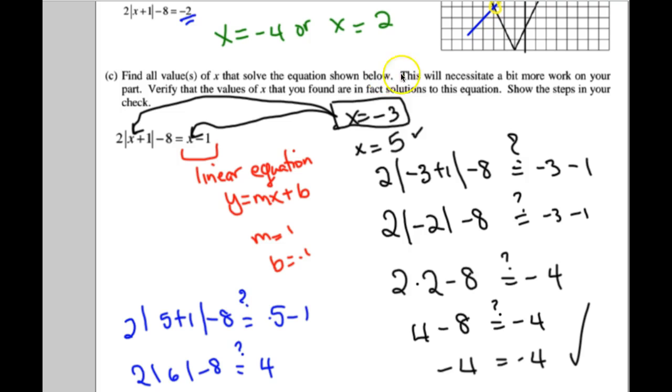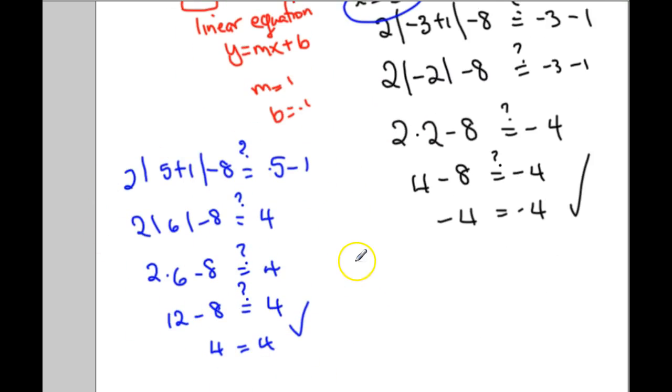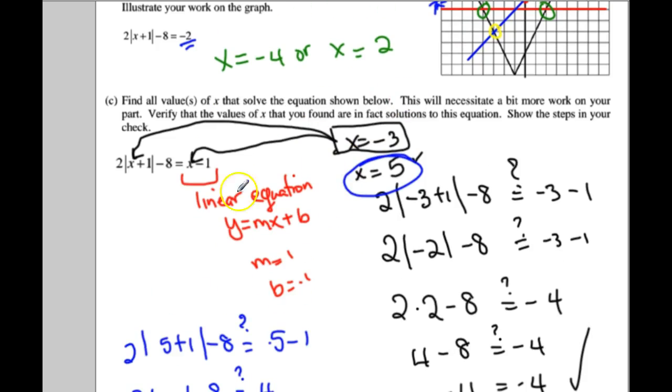Try the second answer, which is x equals 5. You should work it out and you will see 4 equals 4, which also means that it is true. So those are our two solutions to this system of equations.